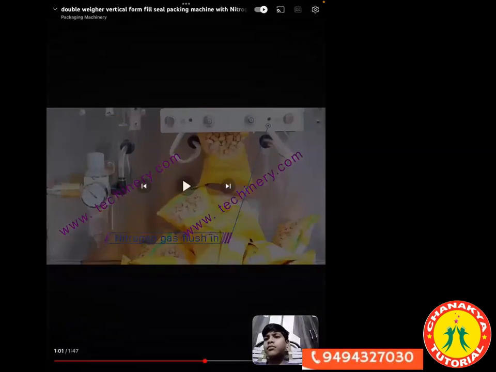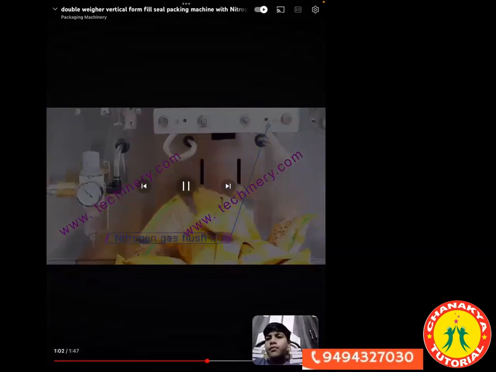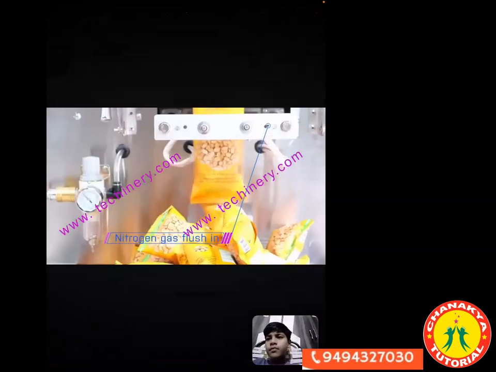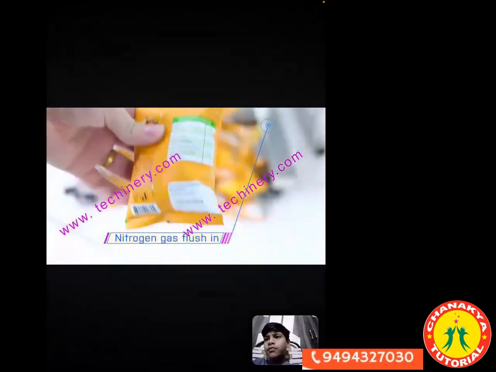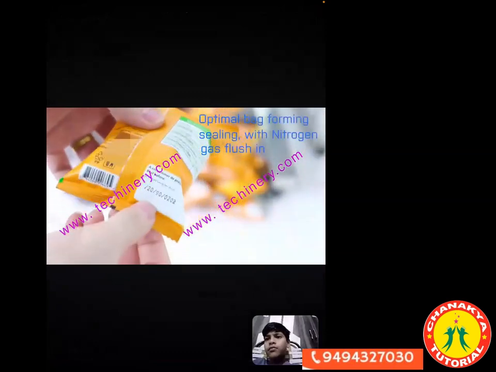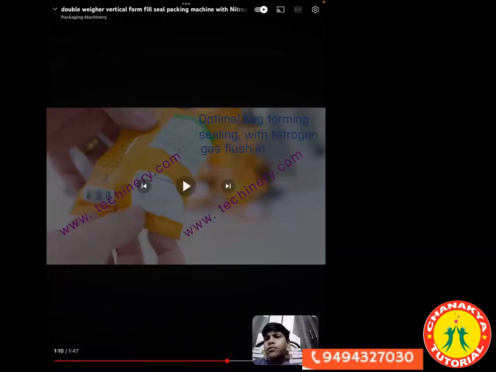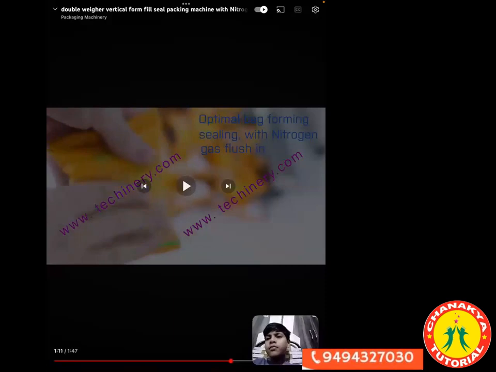So see what is happening here. They have to put the groundnuts or peanuts into the packets. You can see that the packet is a little fluffy. That is because of the presence of nitrogen. So what do they do? Along with the peanuts, they have added nitrogen gas into it. See, the bag is formed and sealed with nitrogen gas flushed in. Flush means to go inside, and because of that it becomes fluffy.